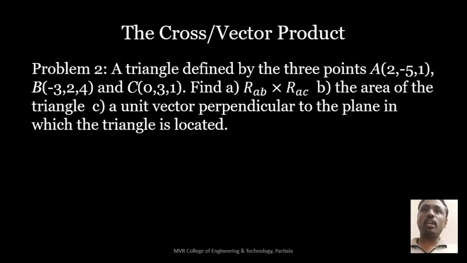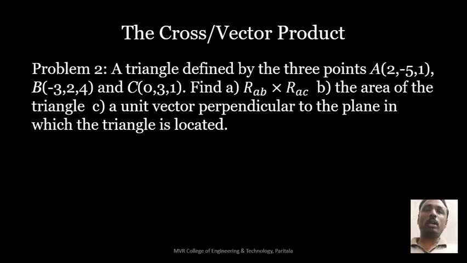Thereafter we need to identify a cross product between them. So see that this is the application he was given here. The area of the triangle. How can we identify the area of the triangle? After finding the RAB cross RAC, we can identify two vectors of the triangle. So by finding the modulus of RAB cross RAC, we can identify the area of the triangle.